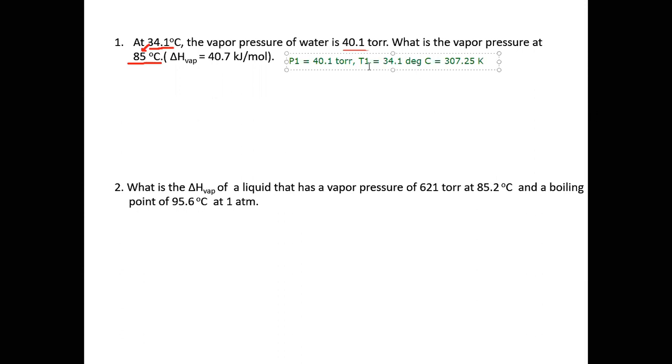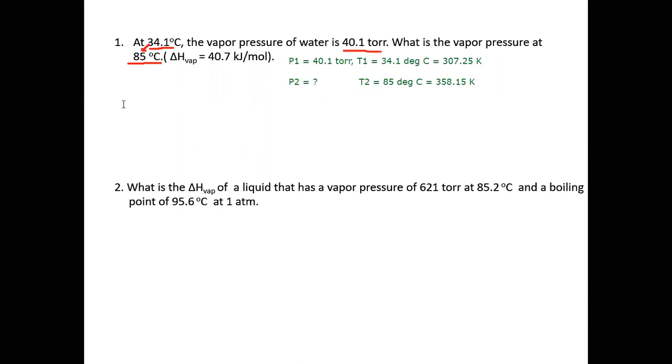So T1, 34.1 degrees Celsius, equals 307.25 Kelvin. So T1 is in Kelvin, P2 is what we're looking for, and T2 is 85 degrees C. If we convert that to Kelvin, we get 358.15. So now we have the temperatures in Kelvin.